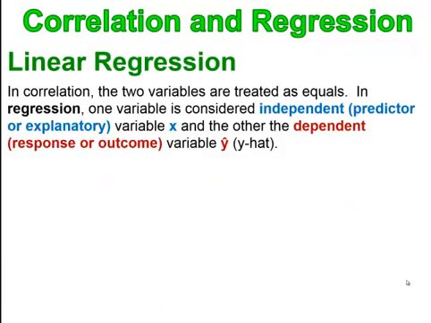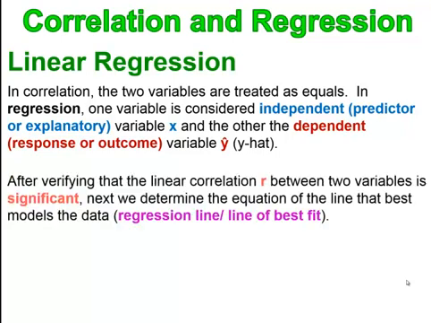Linear regression. In a correlation, the 2 variables are treated as equals. In regression, one variable is considered the independent, predictor, or explanatory variable, and that'll be the X variable, and the other, the dependent, or the response or outcome variable, which is your Y value or the Y hat. Because we're dealing with samples here, we're going to be talking about a Y hat versus simply Y.